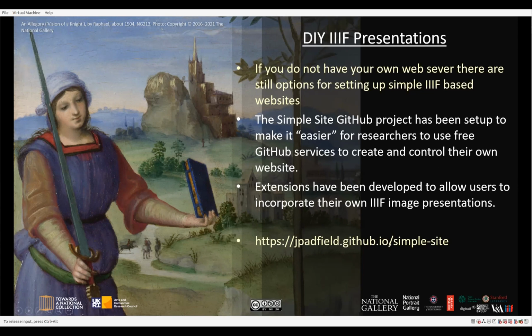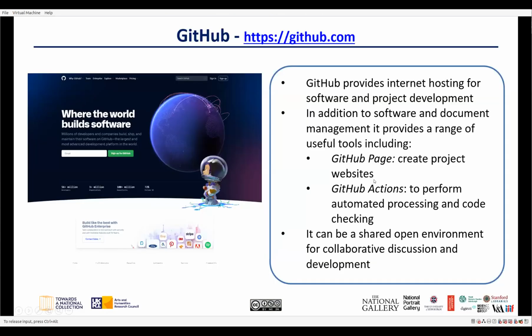And well, that's the web page for the project, but that will also take you to the source code for Simple Site. Now, GitHub, for those of you who don't know, is owned by Microsoft now, I think since 2018. It provides free internet hosting for software and project development. There are commercial, paid-for services as well, but you can do an awful lot with it for free. In addition to the software and document management, it provides a range of useful tools, including GitHub Pages to create project websites and GitHub Actions to perform automated processing and code checking.